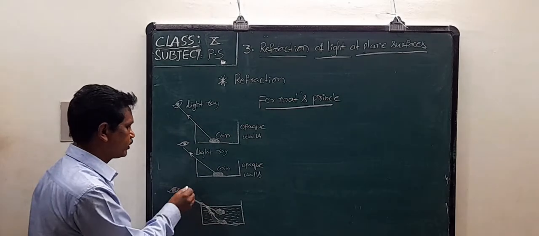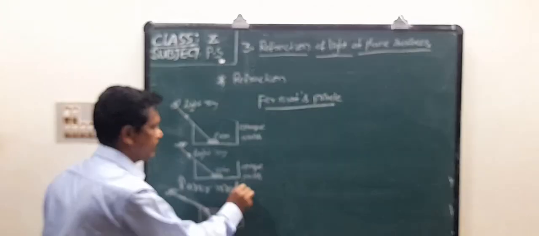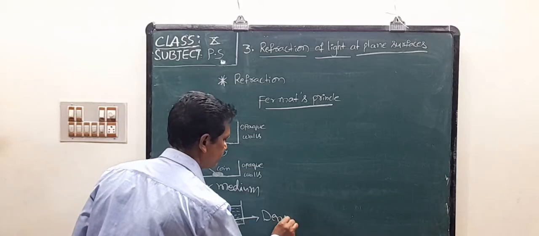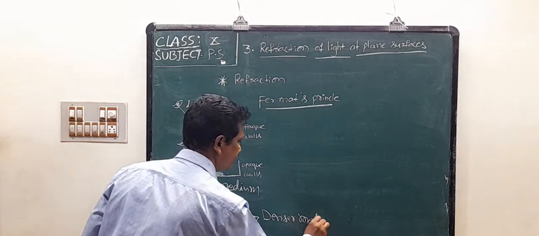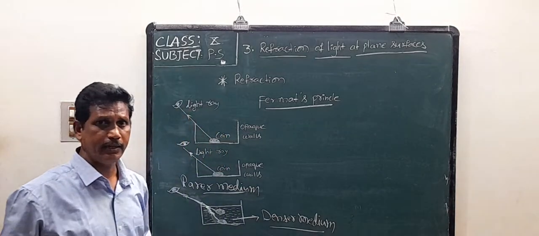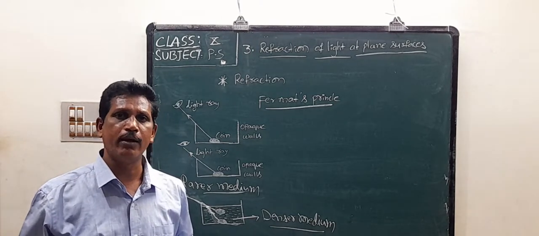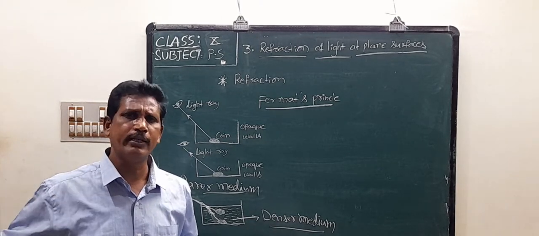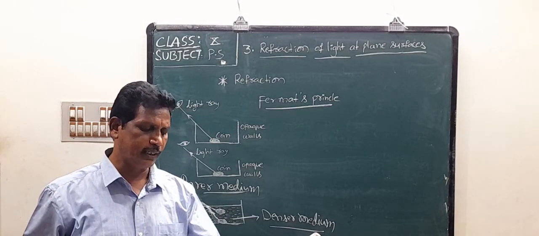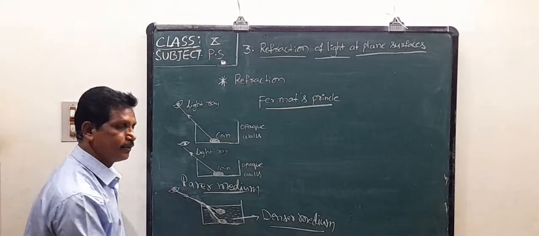Here at the interface, the air medium is called the rarer medium. The water medium is called the denser medium. At the interface there are two media. One is the air medium, the rarer medium. The other one is the water medium, the denser medium. This path is chosen by the light ray.